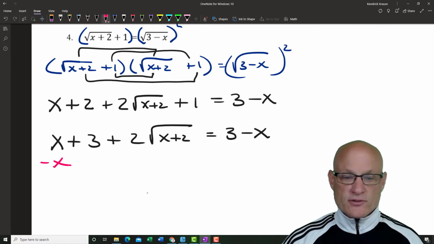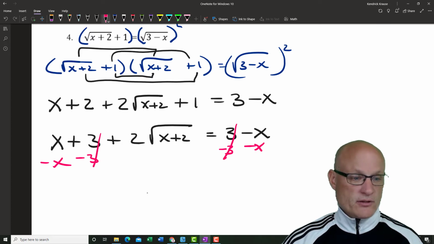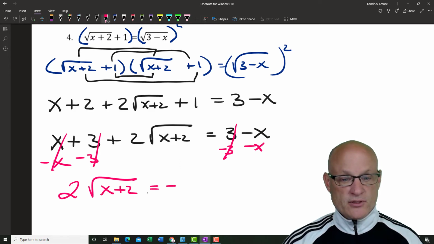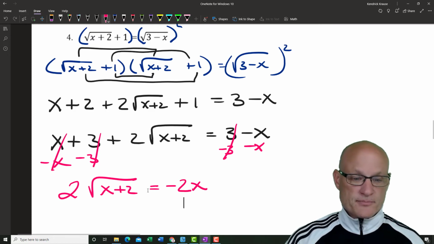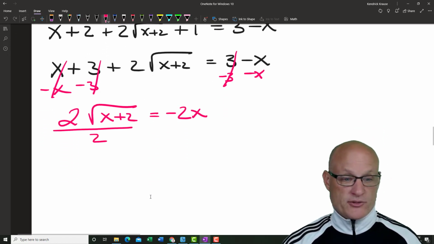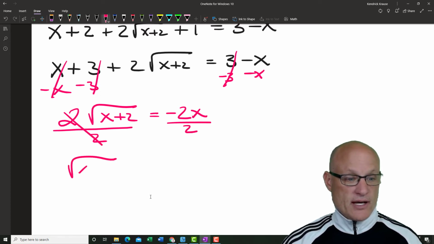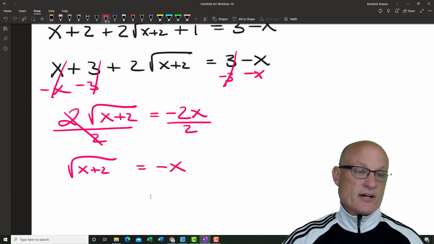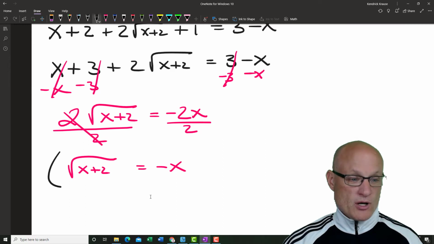Subtract x, subtract x, subtract 3, subtract 3. Well, these are going to go, these are going to go, these are going to go. So I end up with 2 square roots of x plus 2 equals negative 2x. All right. We still don't have that radical by itself, so I'm going to divide by 2 and divide by 2. And I get the square root of x plus 2 equals negative x. All right, now I've isolated the radical. I'm going to square both sides.